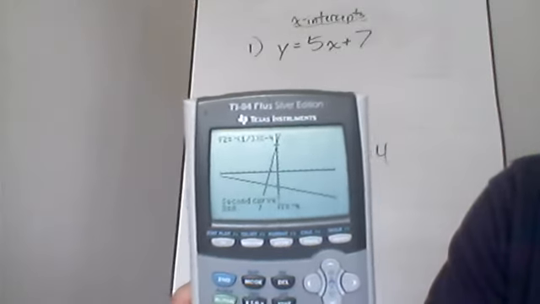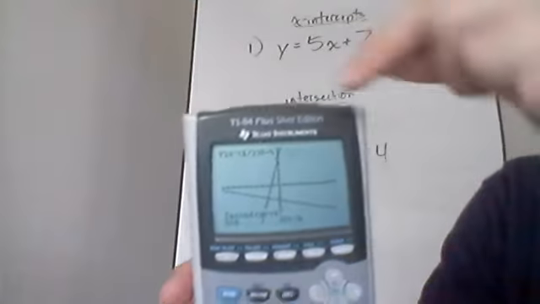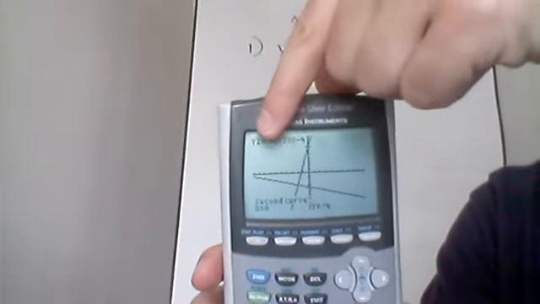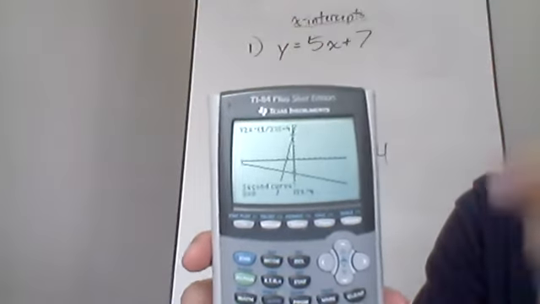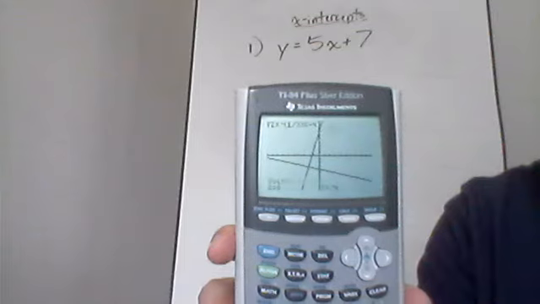It asks me now for the second curve, and notice it puts it on the y2 for me. It's telling me up here which equation that cursor is on. So right now it's on the y2. That's my second curve, so I hit enter.